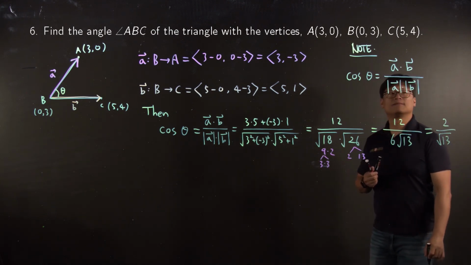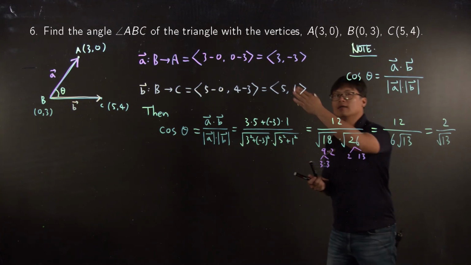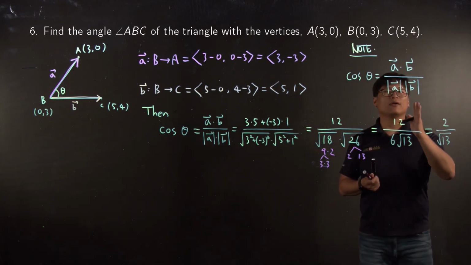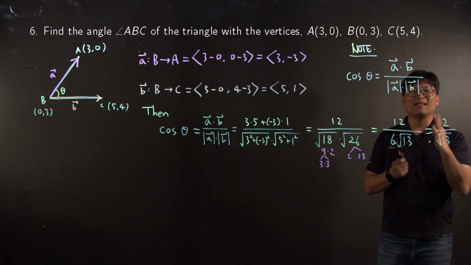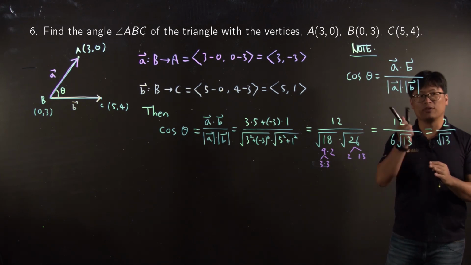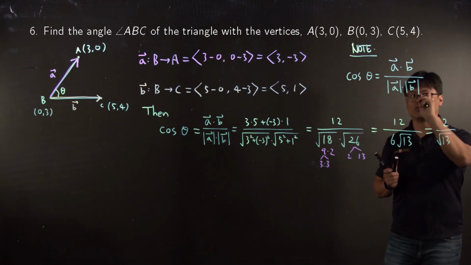Is that clear? I just went over angle ABC, but on your web assign, you should have BAC and ACB as well. It is the same thing, but keep in mind that you have to construct your vectors yourself from the given points. Otherwise, your formula doesn't work.